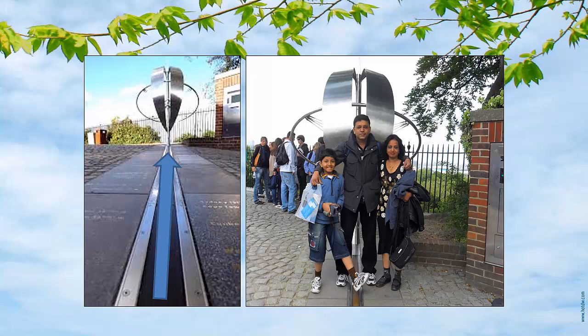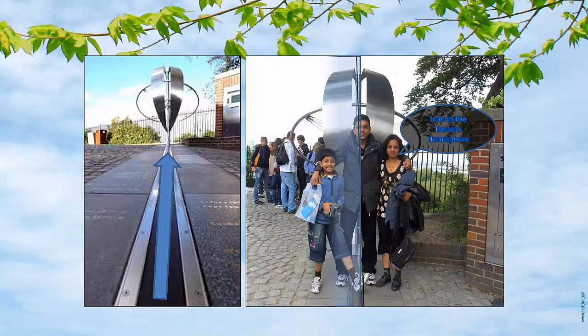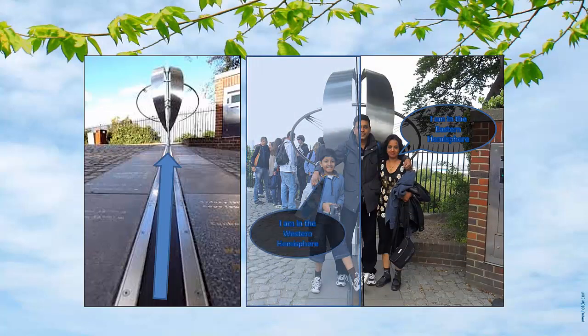The picture to the right shows me with my wife and my son to my left and right respectively. If I am standing exactly at the prime meridian as I am, my wife, who is to my left, would say that she is in the eastern hemisphere. My son, who is to my right, would say that he is in the western hemisphere.